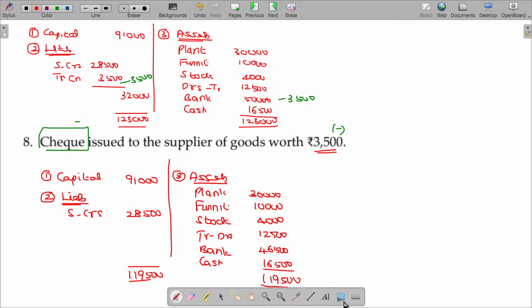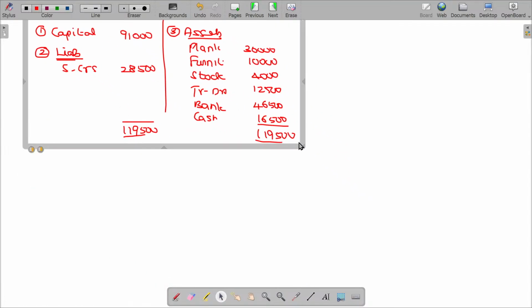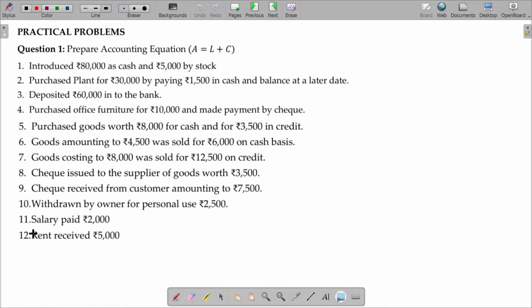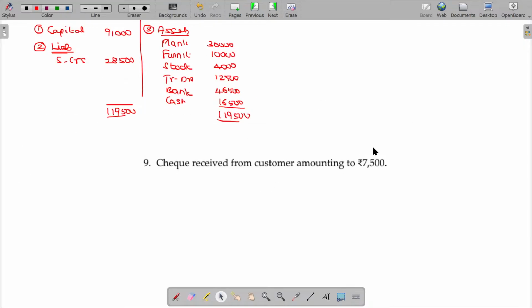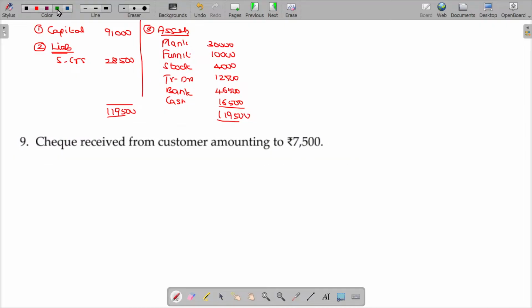Shall I go for the ninth transaction now? Okay. Now, ninth transaction. I have to start from this information. So, ninth transaction here being, check received from customer amounting to rupees 7,500. Customer means the person to whom we have sold. Now he has to pay me some money. He now makes a payment of 7,500. He is usually called debtors here commonly.